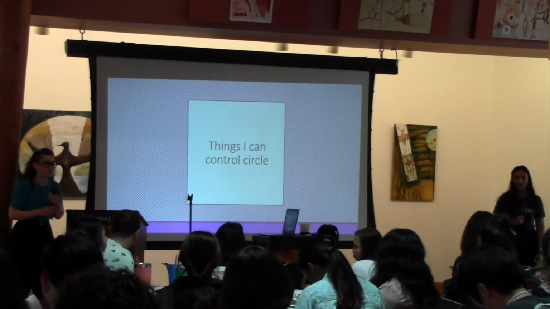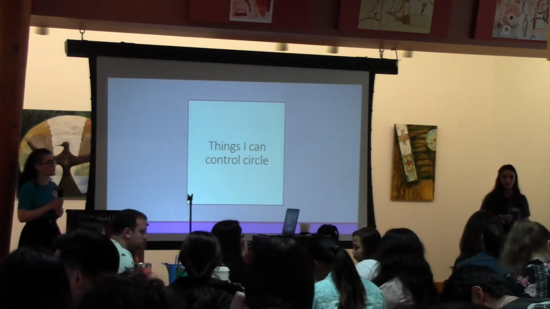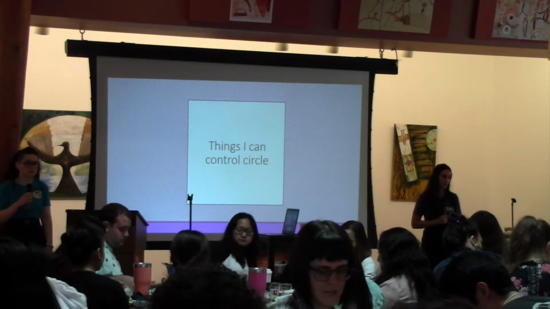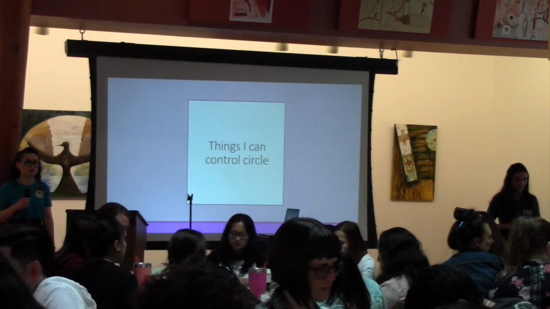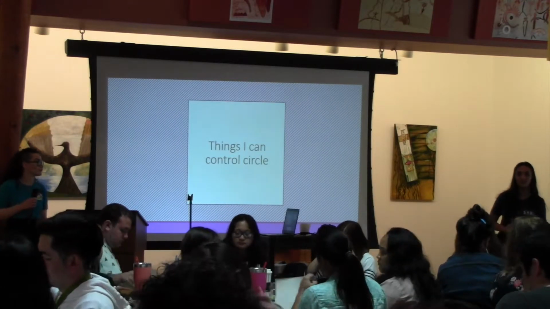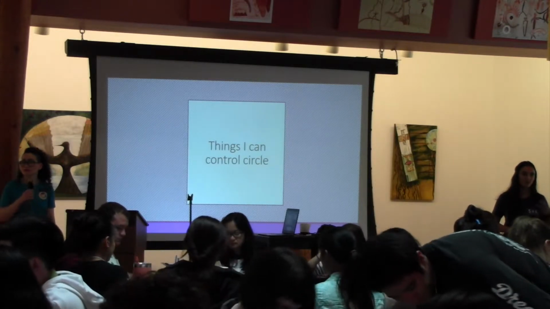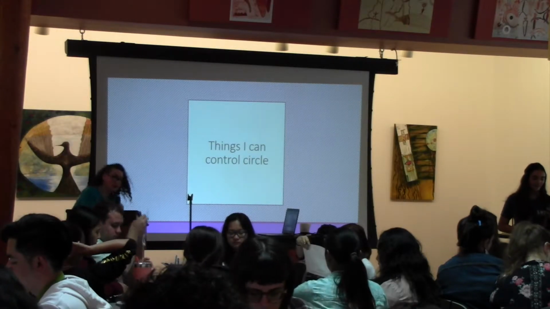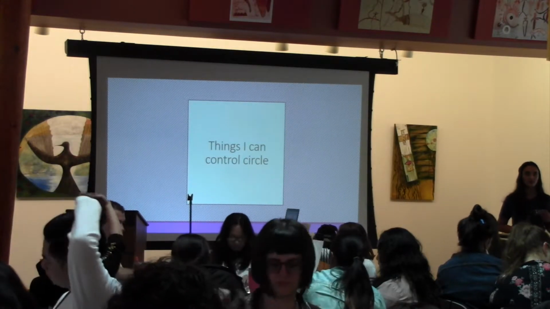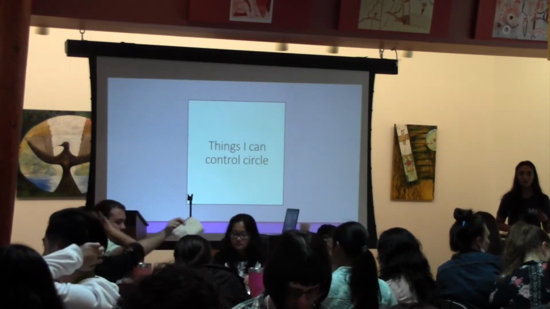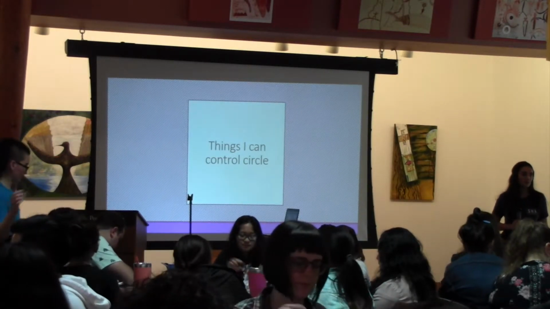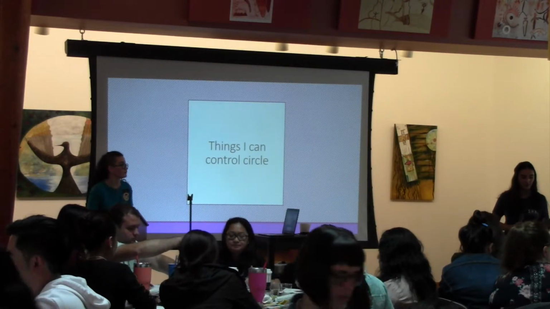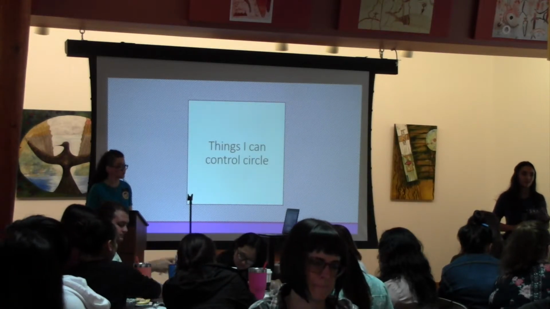Okay, so we now have an activity. It's the things I can control circle, the one with the circles on it. We encourage you to write or draw. In the middle circle, it says, what can I control? Then in the next circle, it's what can I influence? So it's the things that you can change, like, I can recycle and make less pollution. That's a big one. And then, what is not in my control or influence, things I can let go of.